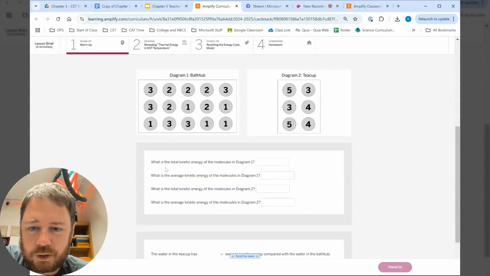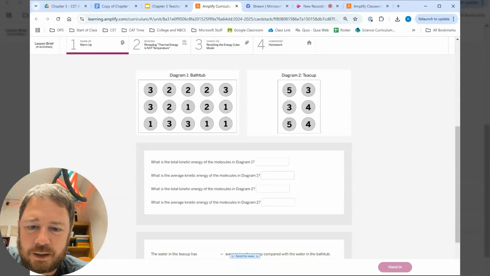So let's look at the questions down here. I'm just going to preview the questions and then I'll tell you when to pause and complete this stuff. So here it says, what is the total kinetic energy of the molecules in diagram 1? If we're just calculating the total kinetic energy, you just add these all up. So just add the numbers, put the number there. Next one says, what is the average kinetic energy of the molecules in diagram 1? So when you're finding the average, you add them all up and divide them by how many molecules there are, and there are 15 molecules here.